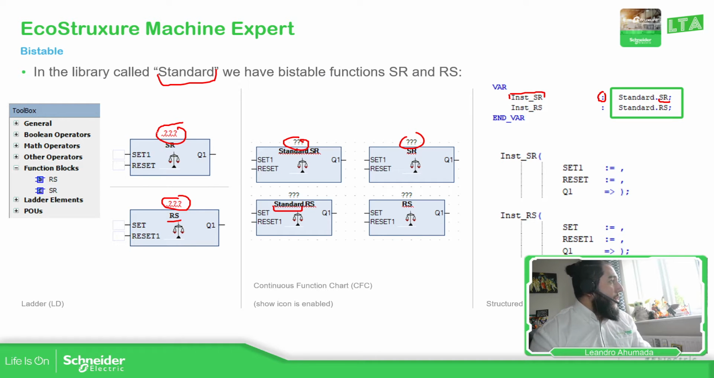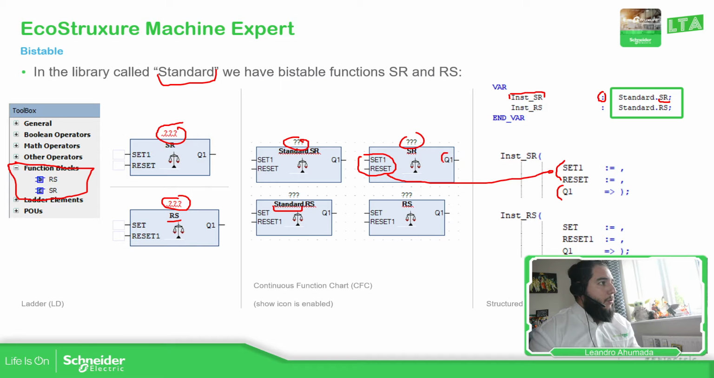In ladder, you just drag the box that you want and use SR or RS. Or you can use the function block SR or RS from the toolbox. In structured text it's a little bit different: you need to define the instance and then call the instance, and then you should be able to see all the inputs and outputs. The input parts are all these ones, and the output parts are all these. An easy way to identify which is an input and which is an output is by the icons next to them. This one is an output of the function block, and this one is an input.